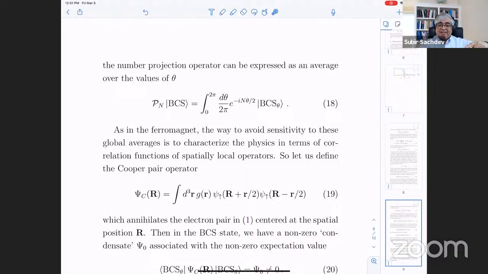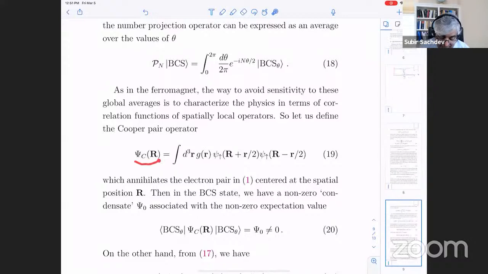I have to not take one spin operator, I have to take two of them and verify that they point in the same direction by measuring the two-point correlation function. That's what you have to do. So let's do the same thing here. What I'm going to do is now write down this Cooper pair operator that creates a Cooper pair, not averaged over all center of mass positions, i.e. not in the zero center of mass momentum state, but centered at some position r. Okay, so this is the center of mass position r, and then they differ by little r, and then the wave function g of r. So this clearly creates a Cooper pair centered at position r, not in the zero momentum state.